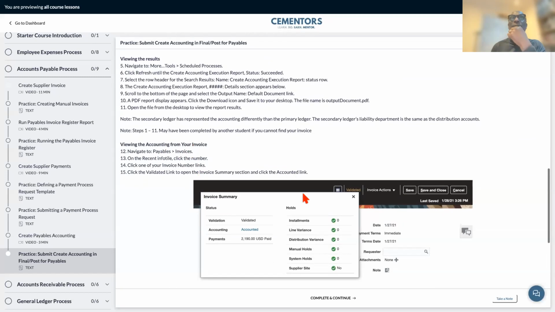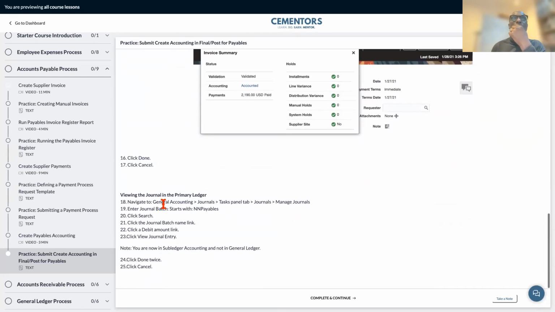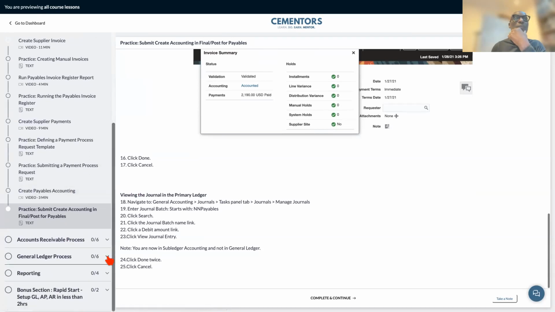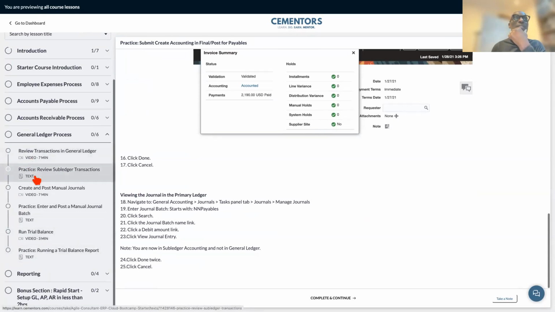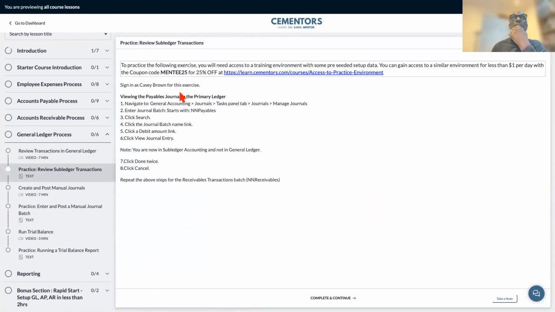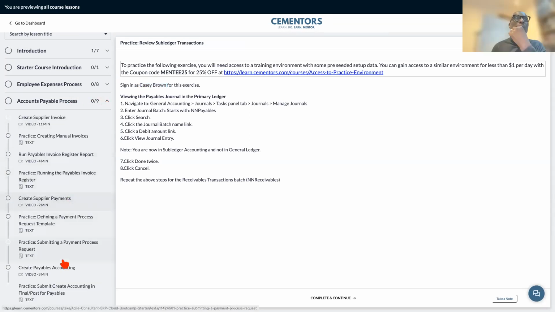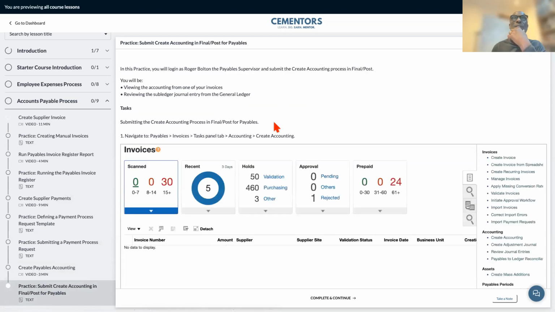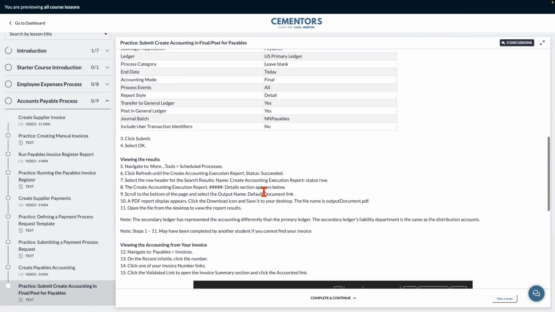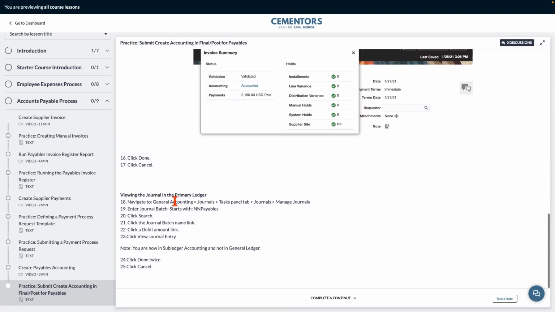Okay, you're viewing the accounting from your invoice, and then you go into general accounting journals. So, right, okay, I know what's happened. By the time you go through to today's exercise, the user is actually different. The user you need to use for this is Casey Brown. I'll make that change. So the user should be Casey Brown to perform this part of the exercise.